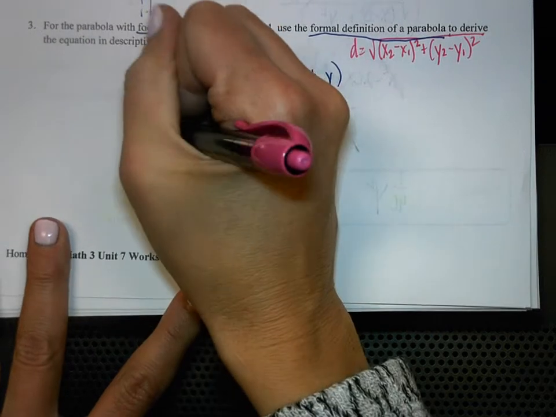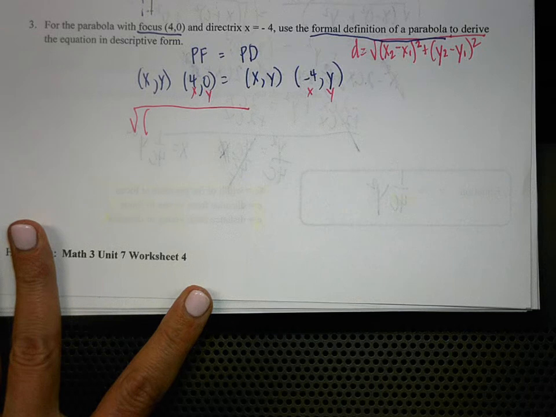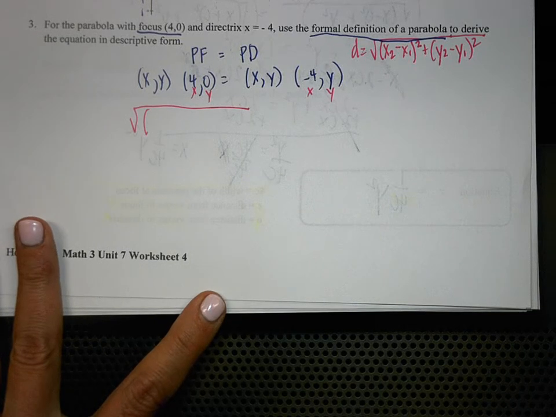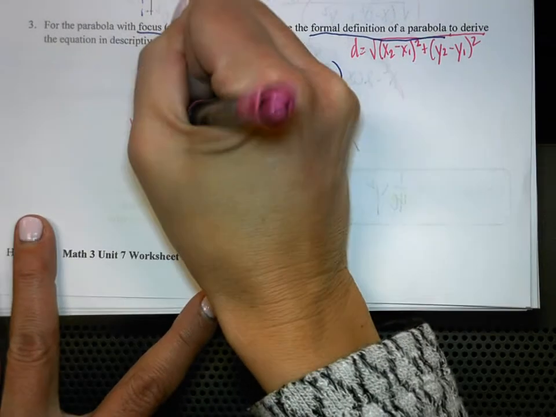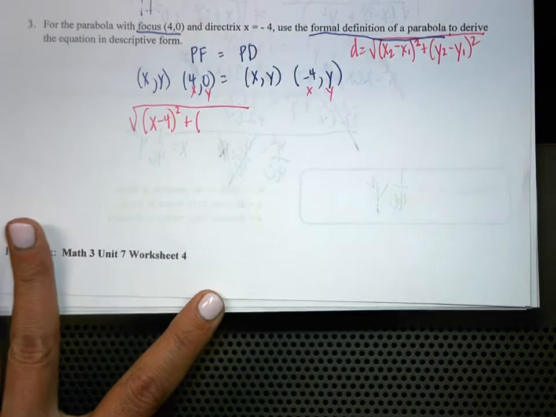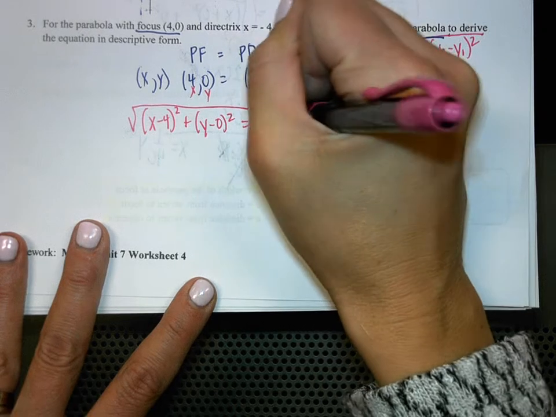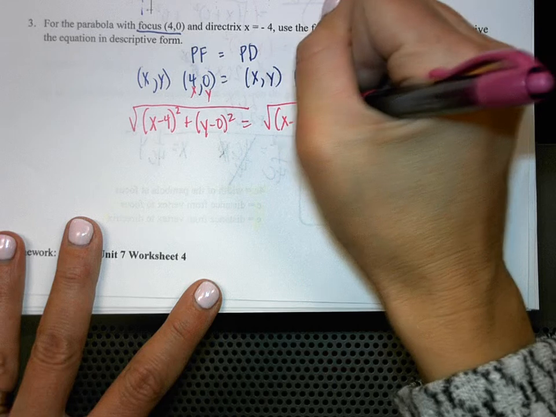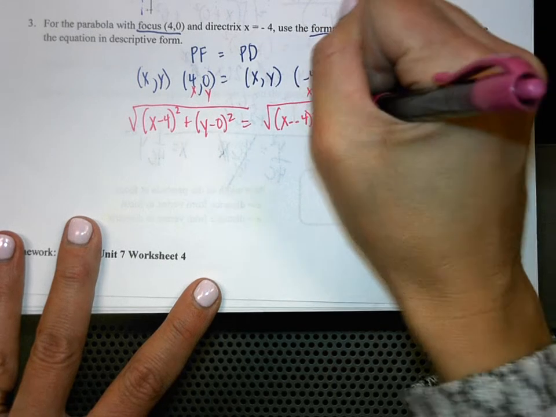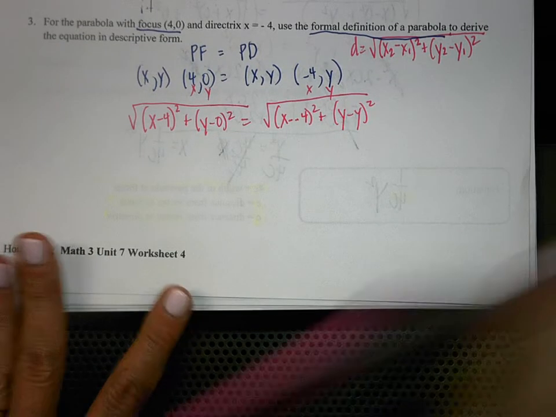So we are going to write the square root. In the first parenthesis, we subtract the x's. So in this case, it's going to be what? x minus 4, squared, plus, what's going to be the y's? y minus 0, squared. Very good. Equals, we have a square root on the other side. It's going to be what? Very good. The square root of (x minus -4) squared plus (y minus y) squared. Nice. Next, we simplify.